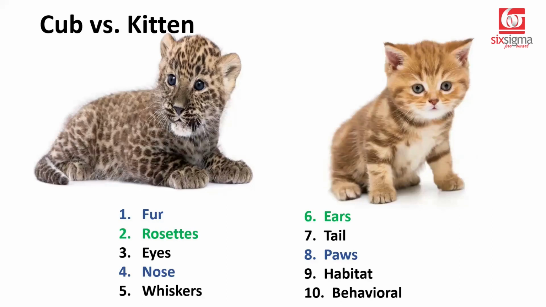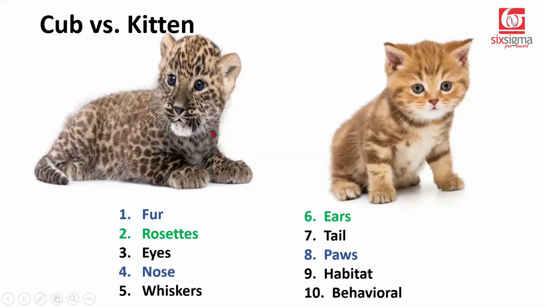Fur. Generally, the fur in case of a cub would be coarser and denser, whereas for a kitten, it'll be softer. Rosettes. If we talk about these spots that you can see here, you would be able to very clearly identify that this is definitely not a cat. A cat does not have these rosettes. Next is eyes. They say eyes of a cat are more round, but in this case, you probably will not be able to differentiate just with the eyes. Nose. They say nose is something that's broader in case of a cub compared to a kitten. So this is again a feature, but not a very strong feature maybe. Whiskers. Again, whiskers you may be able to compare, but in this case, just looking at the whiskers, you may not be able to differentiate between a cub and a kitten.